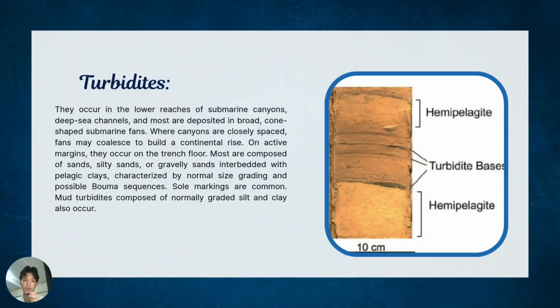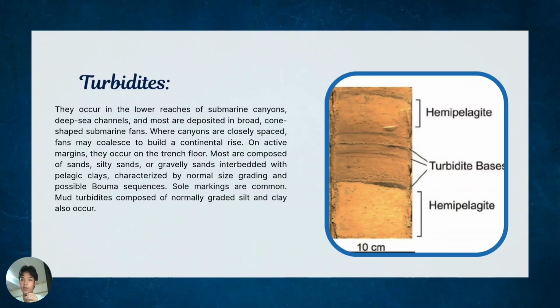Most are composed of sands, silty sands or gravelly sands, interbedded with pelagic clays, characterized by normal size grading and possible Bouma sequences. Sole markings are common. Mud turbidites composed of normally graded silt and clay also occur.